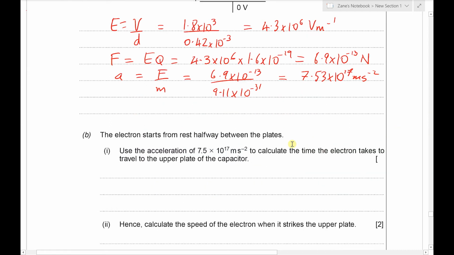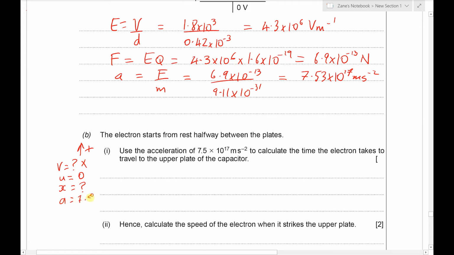Next we're told that the electron starts halfway between the plates, and we've got to use the acceleration of 7.5 times 10 to the 17 meters per second squared to calculate the time the electron takes to travel to the upper plate of the capacitor. This is basically a Suvat equation. We're going to take upwards as positive, and let's have a look at what we've got. We're not interested at the moment in the final velocity. Initial velocity is 0. Distance is what we're trying to find.